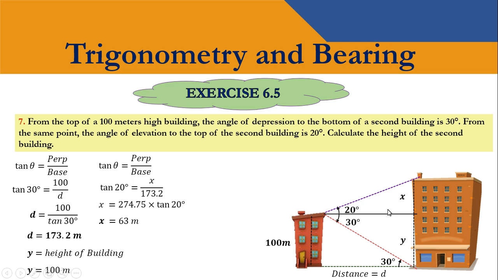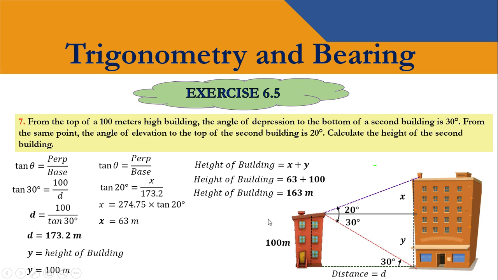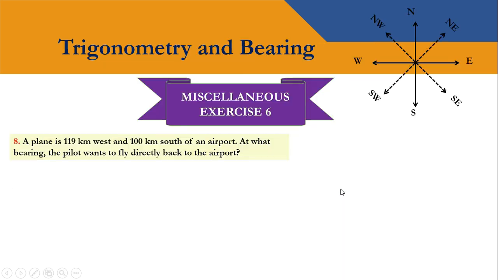So to find the height of this building, we have to add x plus y. The height of this x portion and the height of the y portion, which is equal to the height of the first building, 100 meters, and x is equal to 63 meters. The height of the building is equal to 163 meters. So that's all about question number 7.